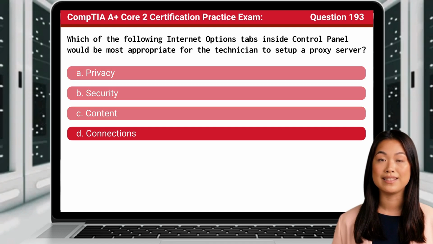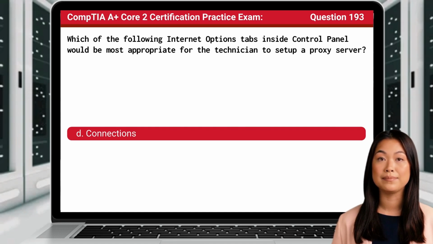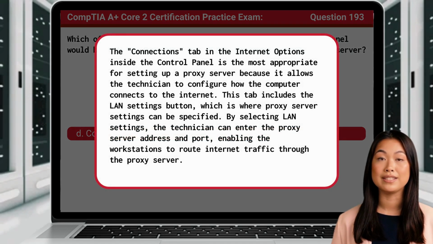The answer is D. Connections. The Connections tab in the Internet options inside the Control Panel is the most appropriate for setting up a proxy server because it allows the technician to configure how the computer connects to the Internet. This tab includes the LAN settings button, which is where proxy server settings can be specified. By selecting LAN settings, the technician can enter the proxy server address and port, enabling the workstations to route Internet traffic through the proxy server.